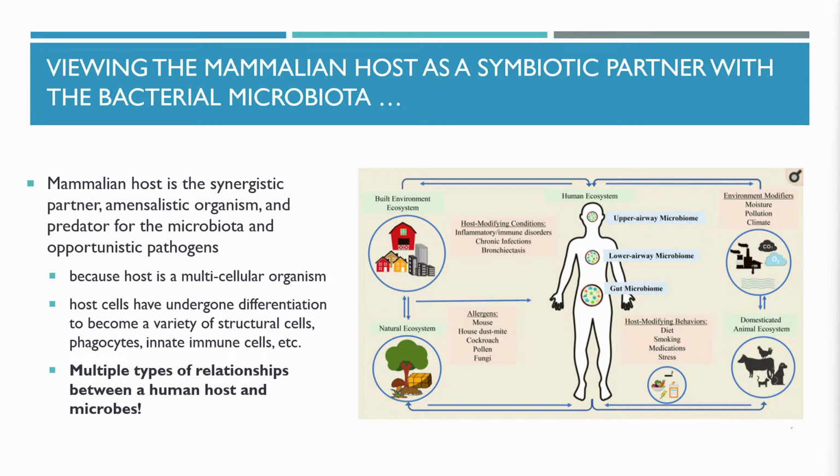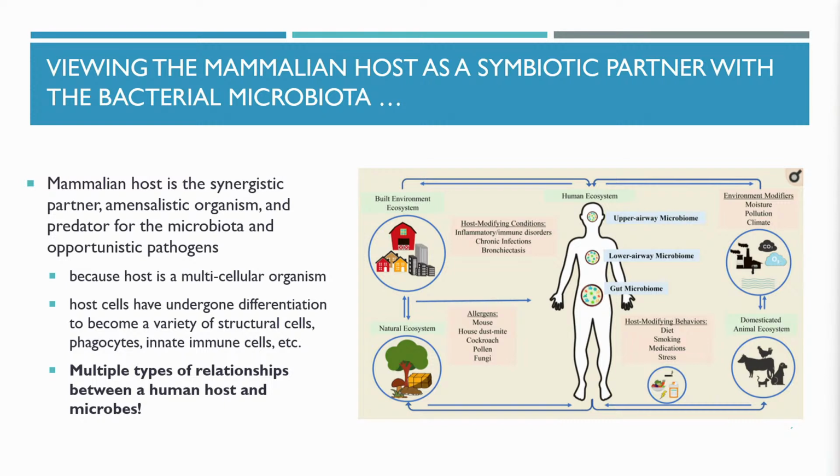And that's because the host is a multicellular organism, and each cell in the human body has to undergo differentiation to become different types of cells. You have your immune cells, you have skin cells, you have cells that turn into certain structural components like the epithelial cells, things like that. And so there are multiple different types of relationships between the microbes and us as the host.